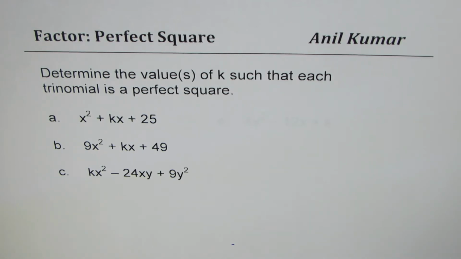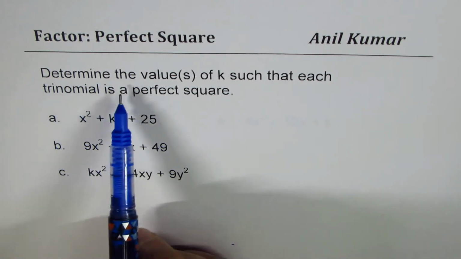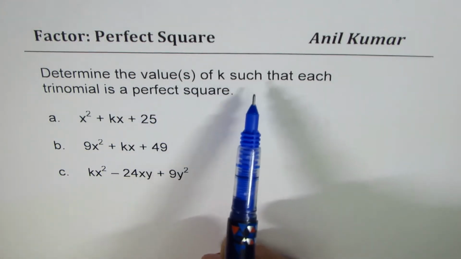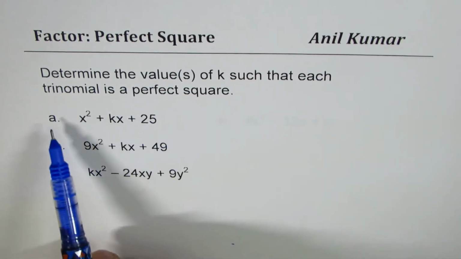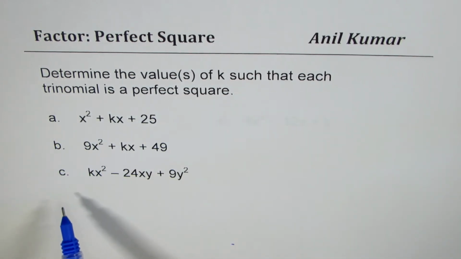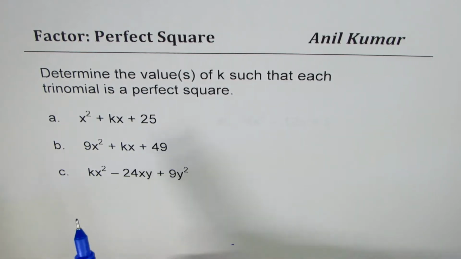She wants to understand how to make trinomials a perfect square. So based on that, we have a couple of questions in this particular video. Let's begin with the very first, which says, determine the values of k such that each trinomial is a perfect square. So we have taken up 3 and we'll take 3 more later in this video itself. So this may run into 10 minutes.